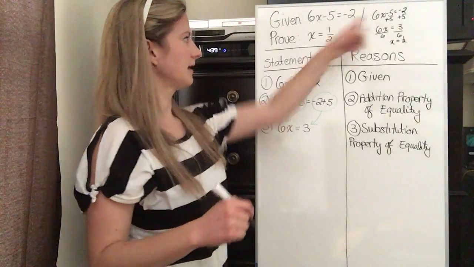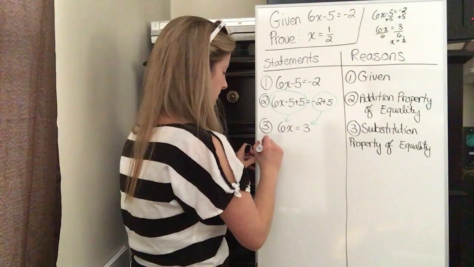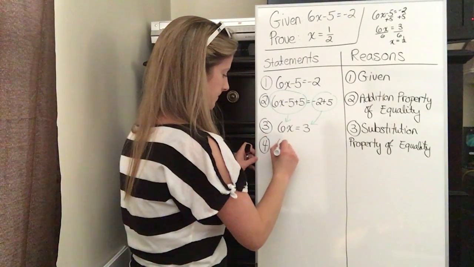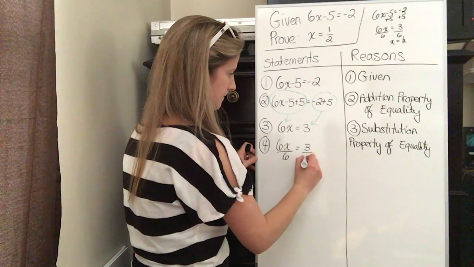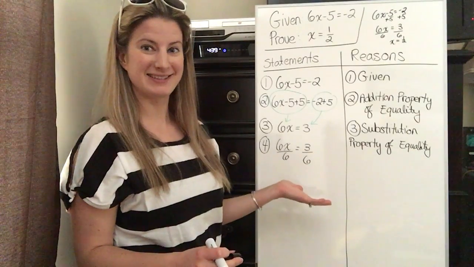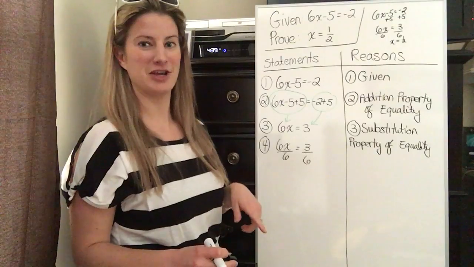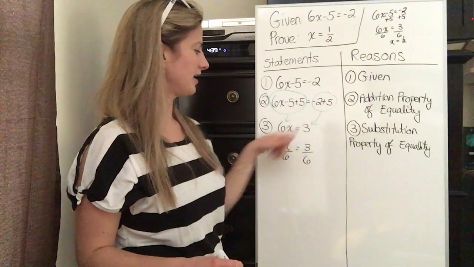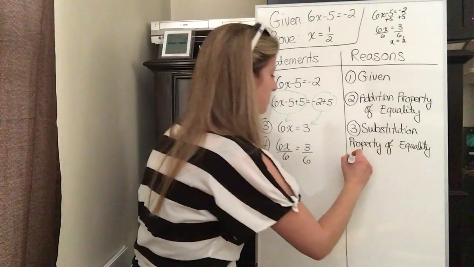Okay, next, if we look up here, we divided both sides by 6, so that's what we're going to do here. And the reason for that, you can guess, is the division property of equality. So instead of addition, where we added, we are dividing, so it's going to be the division property of equality.